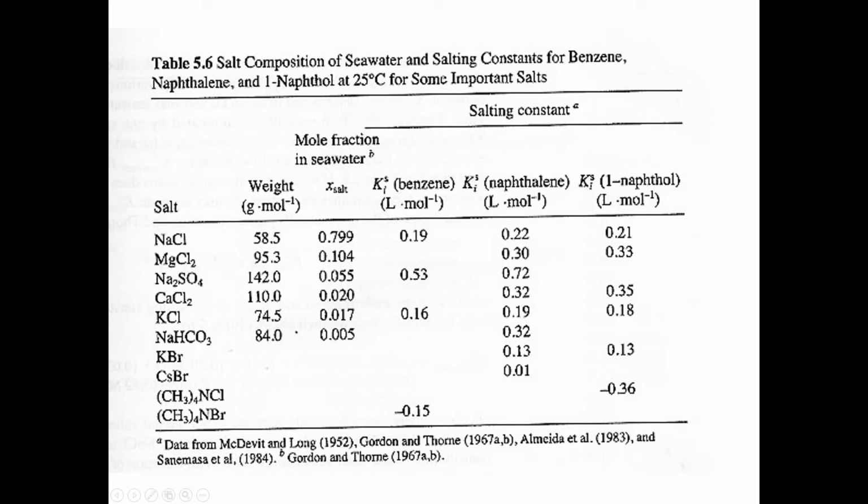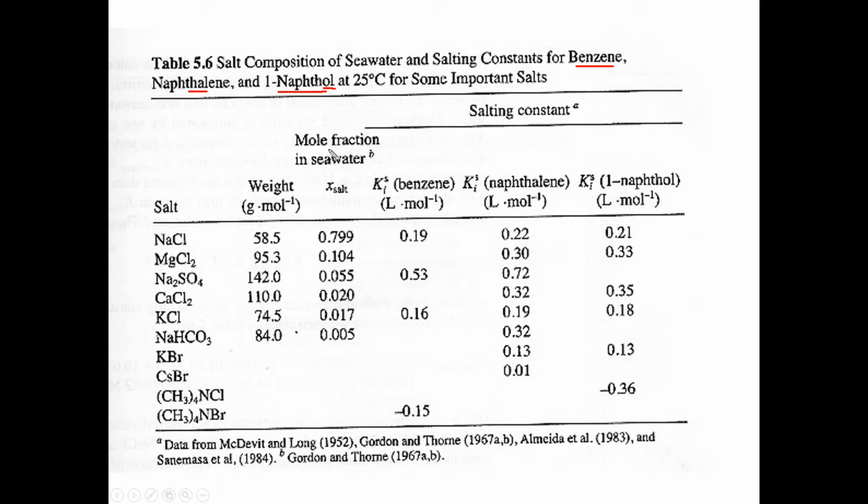Of course, benzene and naphthalene are pretty much totally nonpolar. Benzene is smaller, and naphthalene is about twice the size of benzene. Naphthol is almost the same size as naphthalene, but it's got an alcohol group on it. So you have two pretty much nonpolar chemicals and one relatively polar and hydrogen bonding chemical in this table.